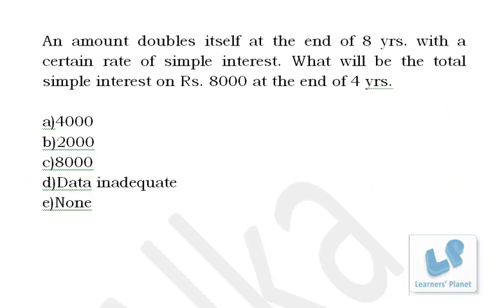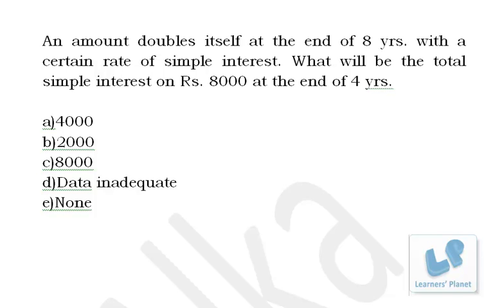Now, an amount doubles itself at the end of 8 years with a certain rate of simple interest. What will be the total simple interest on rupees 8,000 at the end of 4 years? Now, friends, that's a pretty simple question. You don't even need paper and pen to solve this problem. The amount is getting doubled at the end of 8 years, and I have already told you several times that simple interest remains the same every year. Double means 100% addition, right? You started with, say, 100 rupees, and at the end of 8 years you are getting 200 rupees.